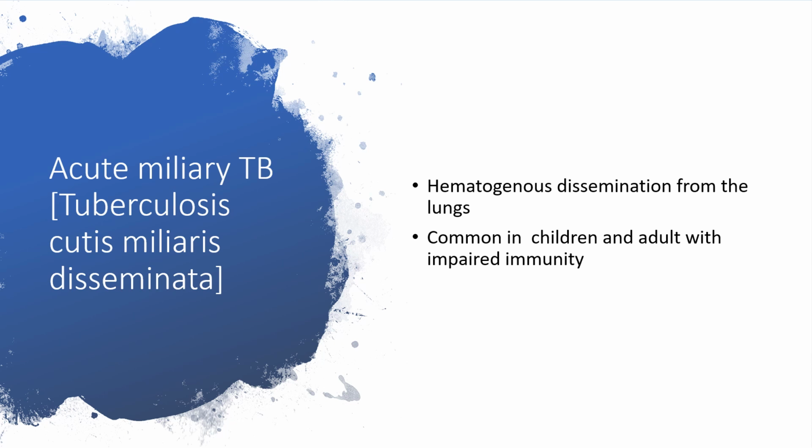In acute miliary TB, we can find tuberculosis cutis miliaris disseminata. That will be a kind of hematogenous dissemination of bacilli from the lungs. This is very common in children, and particularly in adults with impaired immunity. Tuberculosis cutis miliaris disseminata, from dissemination.